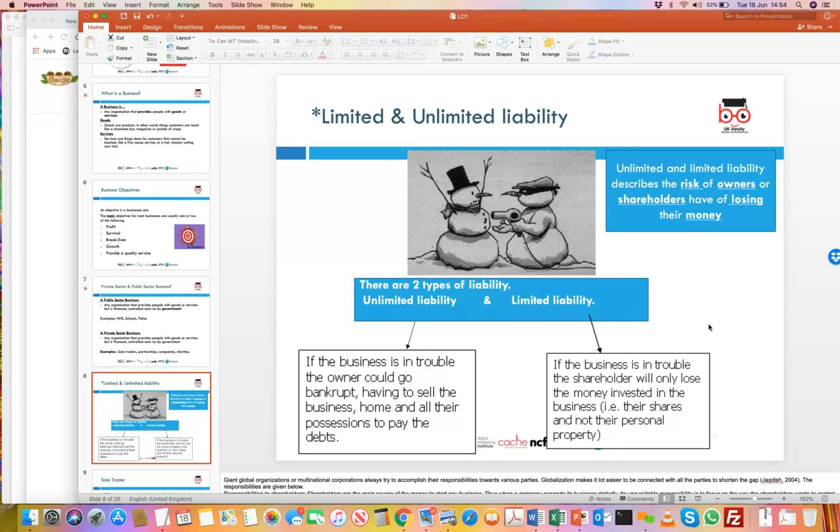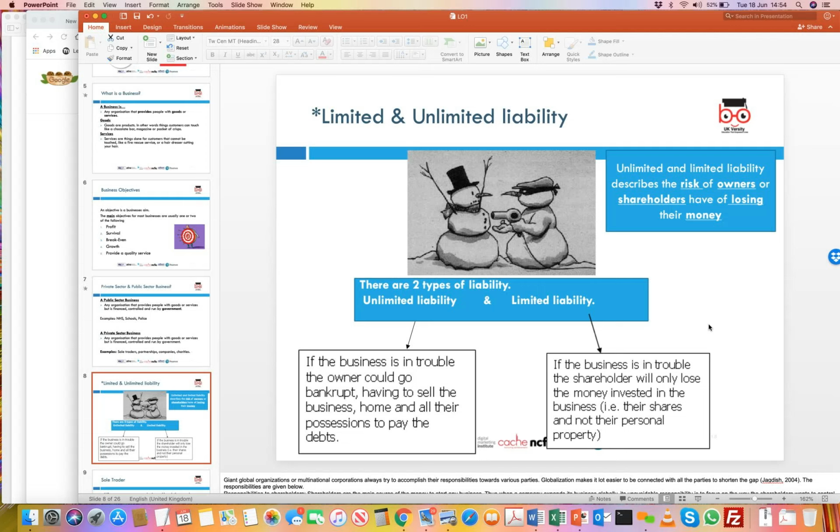But in the case of limited liability, if the business is in trouble, the shareholder or the director who owns the shares in the company will only lose the money that he's invested in the business rather than his personal property. Right? So unlimited liability means if the business is in trouble and you're going to become bankrupt, then the business can actually repossess any of your personal assets. When I say personal assets, I mean assets of the director or the shareholders.